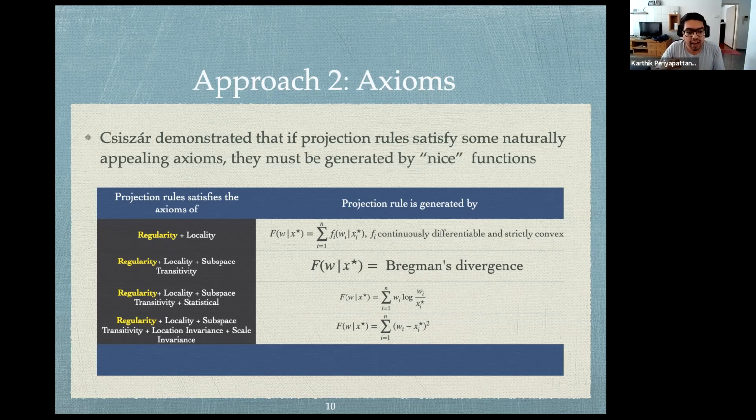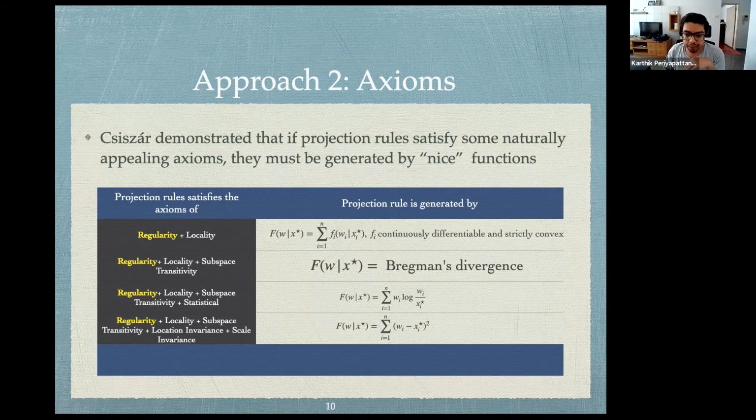I will tell you a few of these just to give you a flavor of what these rules look like. For example, what is regularity? What is subspace transitivity? And you will see that if you don't want such rules, you better not be minimizing the KL divergence, or the least squared or the squared error. You better not be minimizing any Bregman divergence. So it's very important that the choice of function be carefully thought about in terms of what goes on behind the scenes. And I think this work by Csiszár is one seminal work in this field, which has enabled this kind of thought process in the community.